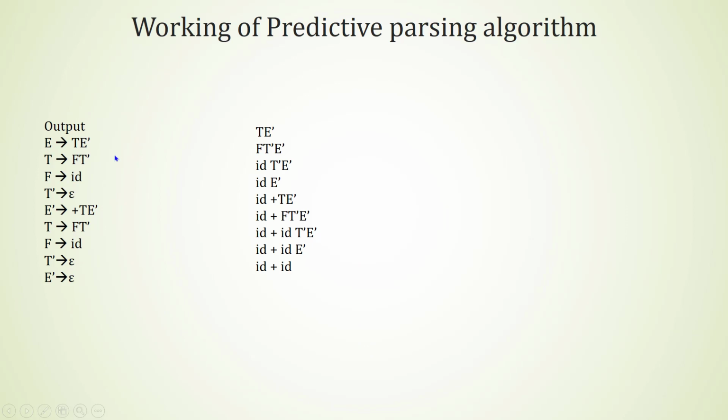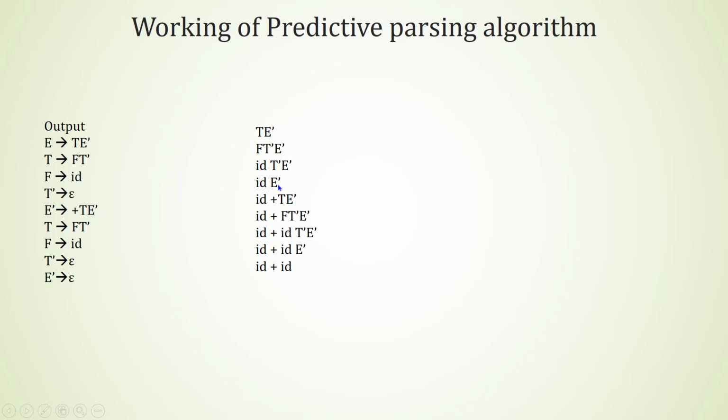We already studied that predictive parsing is a top-down parser. So it will start from the start symbol. So first it will take t, e gives t e dash. Then that t will be replaced by ft dash. So this t is replaced by this ft dash. So ft dash e dash. Then this f is replaced by id. So id t dash e dash. Then this t dash will be replaced by epsilon.